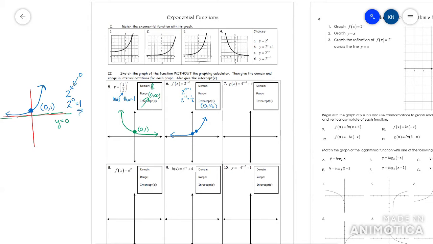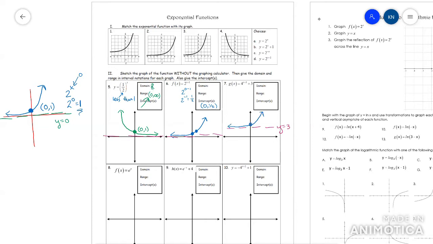Okay, now they start to get a little more complicated when you do something like this. 4 to the x minus 3 plus 3. That's a shift to the right 3 and up 3. So on all of these so far, we've had a horizontal asymptote of y equals 0. Well, now that horizontal asymptote is going to change. It's going to become y equals 3. And so this graph would still take that same shape.